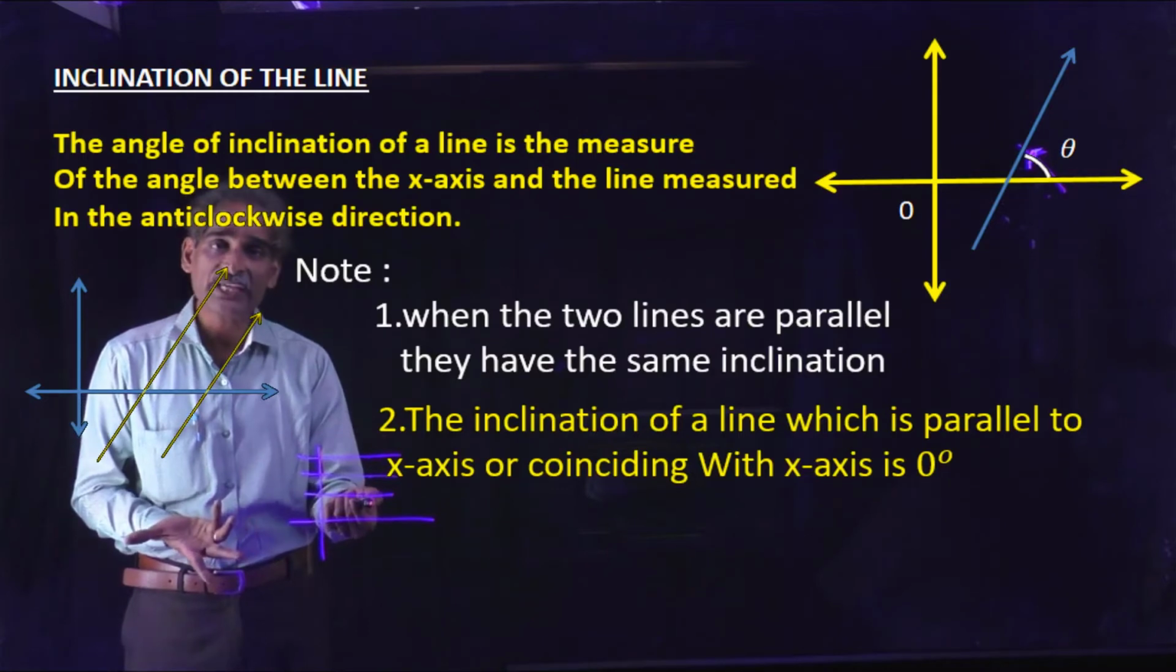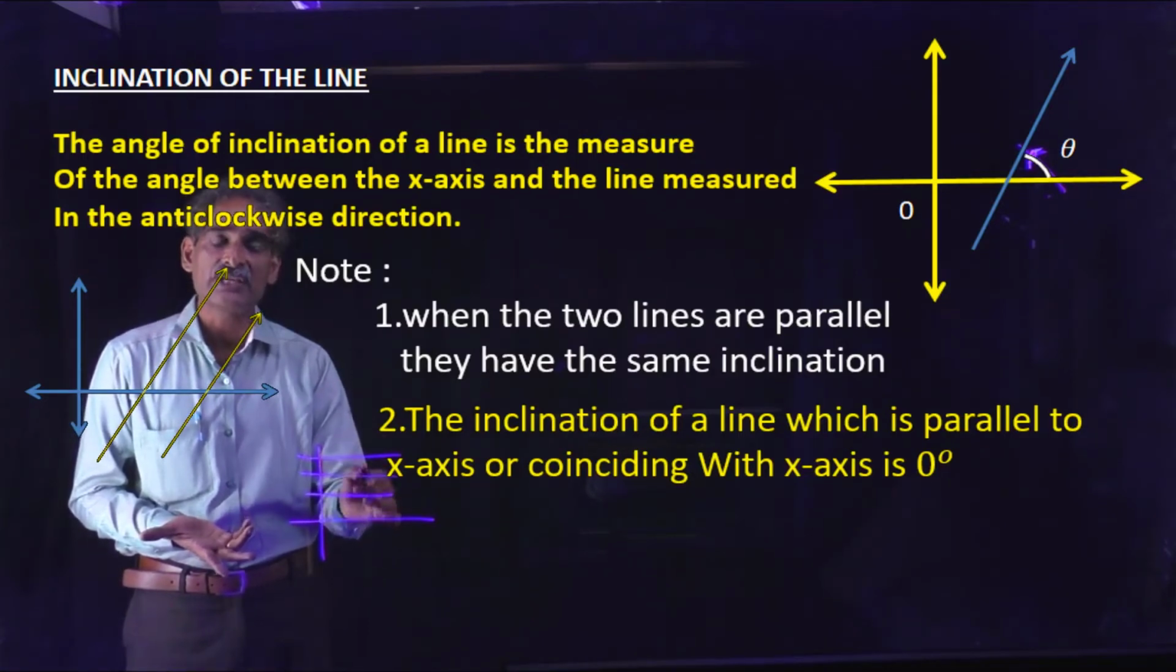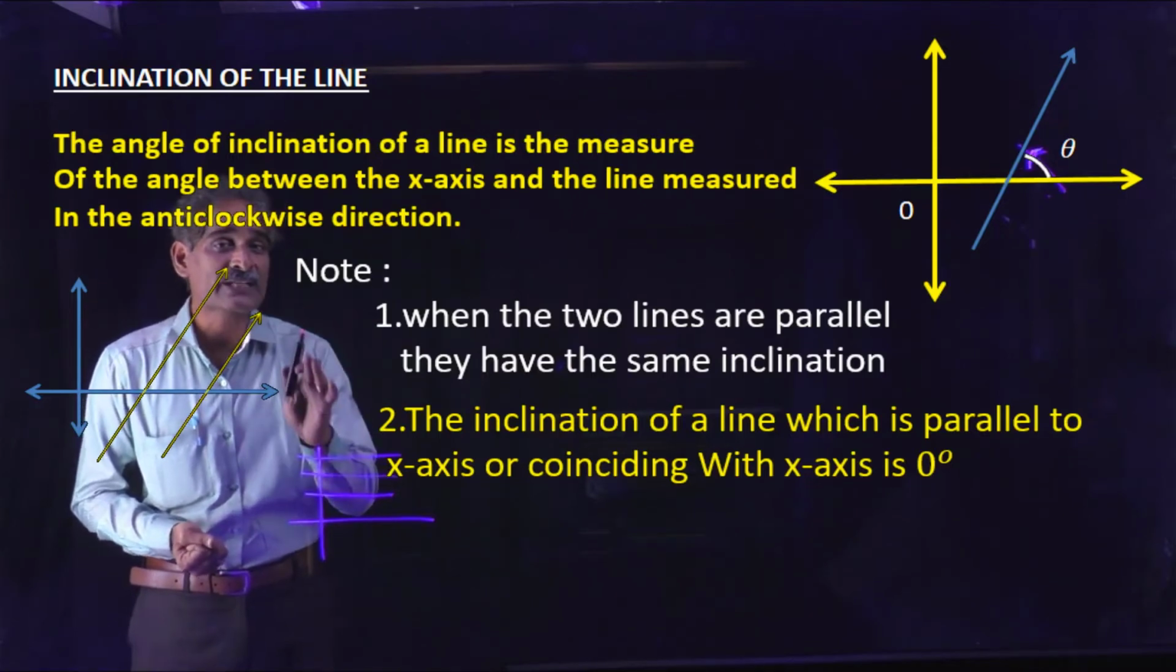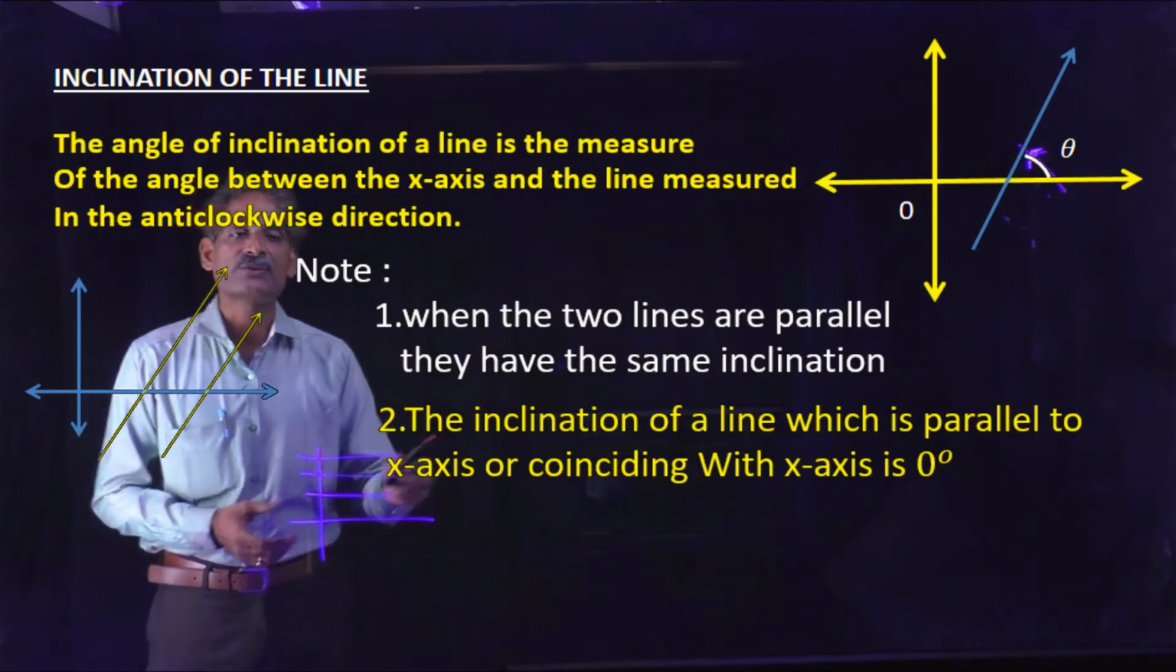Here there is no angle. Here in case of all these lines are parallel to x-axis. Inclination of any line parallel to x-axis and x-axis is 0. Okay. Next, see.